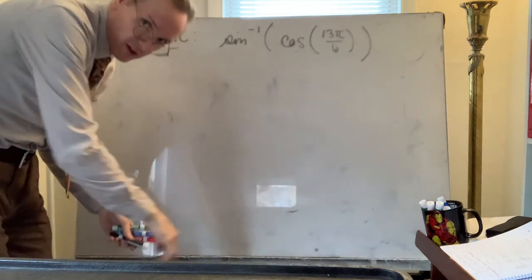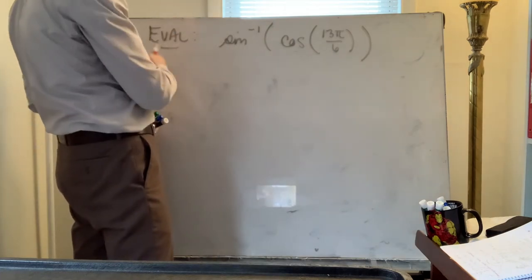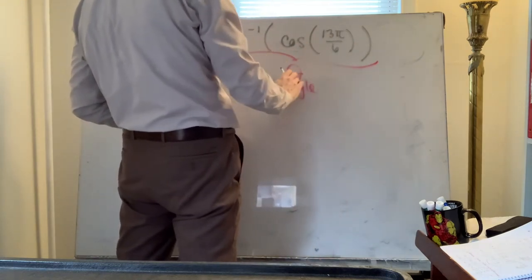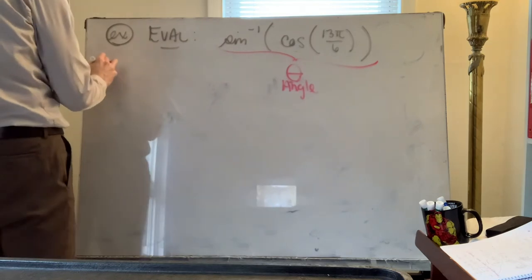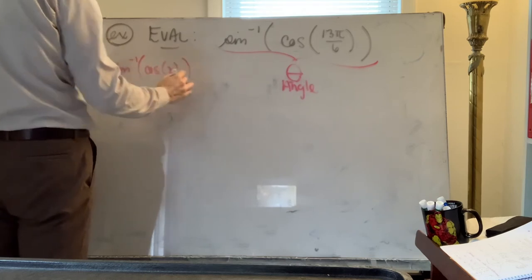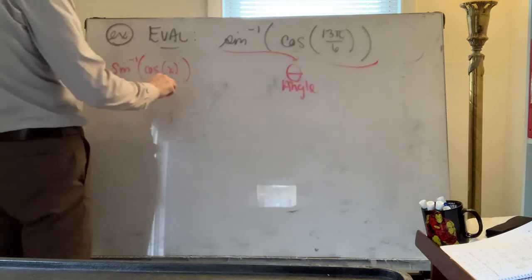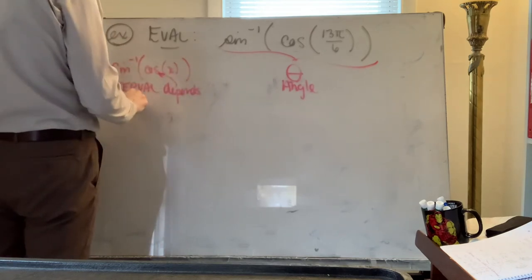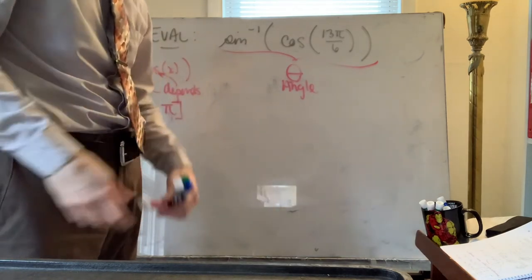Again, get in the habit. I'm sorry, I sound like a broken record, but get in the habit of talking yourself through it. If you have an inverse function on the outside, ultimately, how is this going to evaluate? This is going to produce an angle. Now, if you happen to have this situation, inverse sine, cosine of x, the interval is dependent upon cosine. So we're having to be in the 0 to pi spectrum.